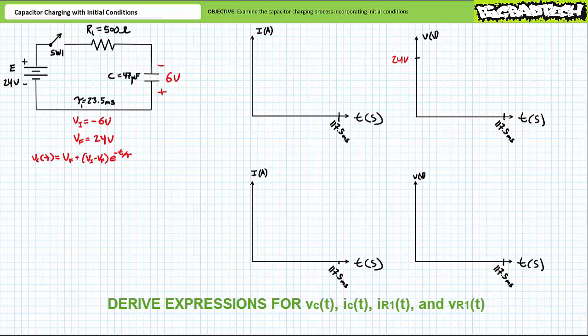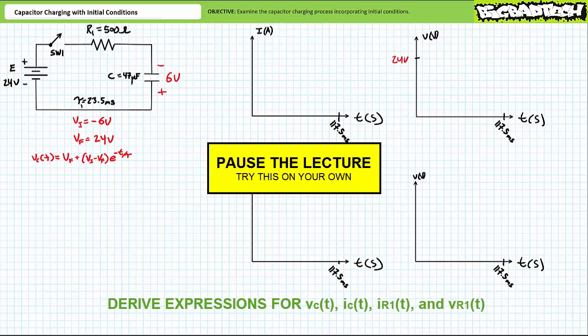Pay attention to signs when incorporating this initial voltage of negative 6 volts. Also, it may help to remind you that the instantaneous differential at t equals 0 across the resistor determines the magnitude of the initial current surge. By all means, pause the lecture and try this on your own.